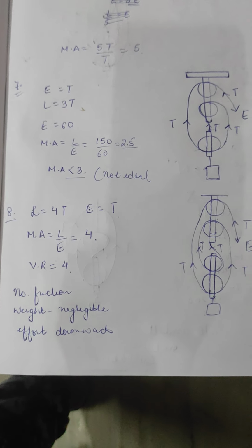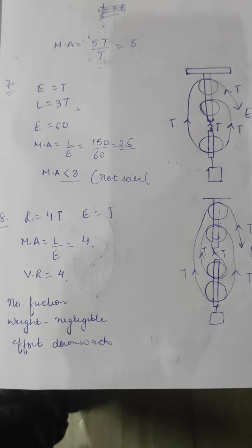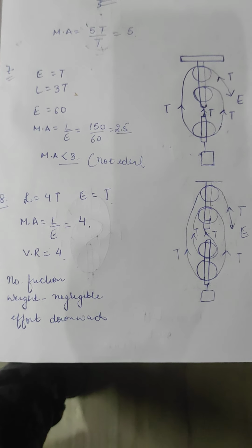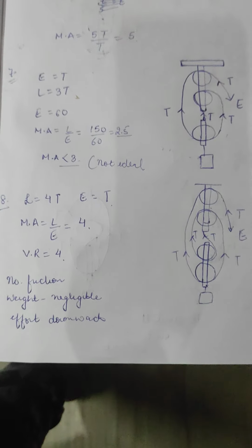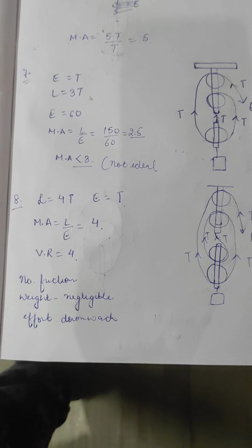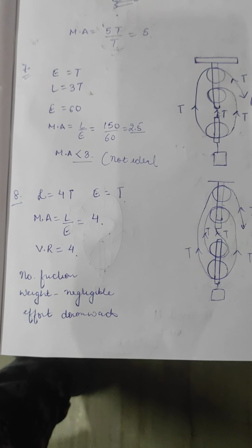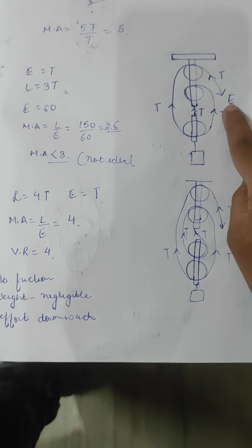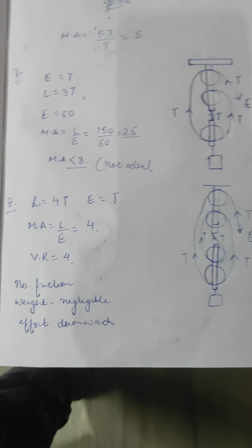Okay, now the 7th question. In the 7th question they are telling you that we have a pulley system with a velocity ratio 3. Velocity ratio 3 means 3 block and tackle system. So first of all you have to draw the diagram. Draw the diagram, which again means mark load, mark effort, mark all the tensions there.